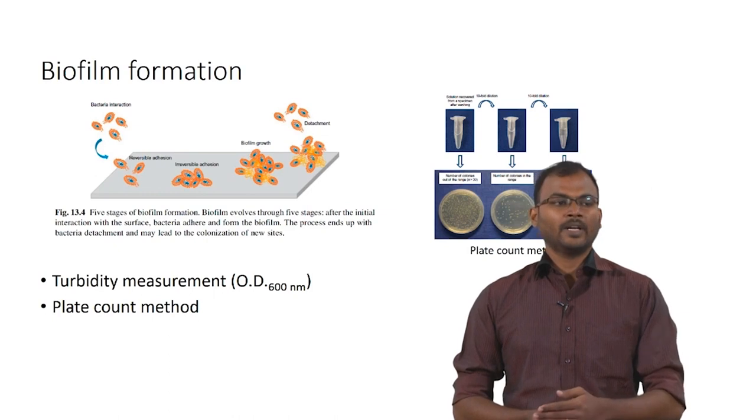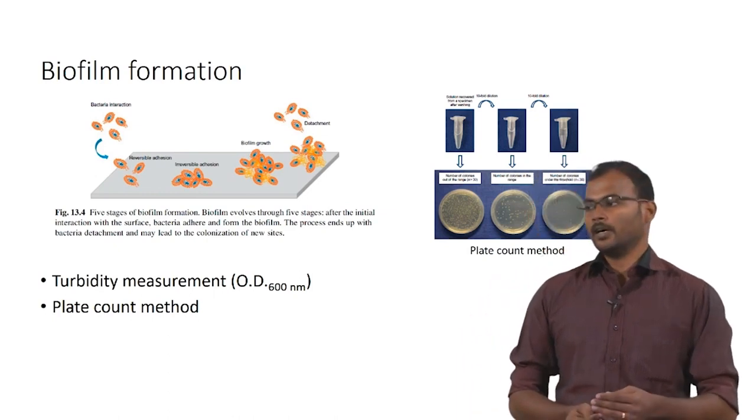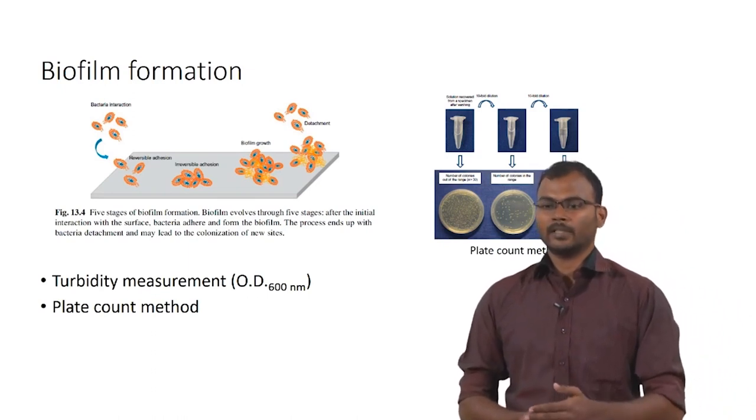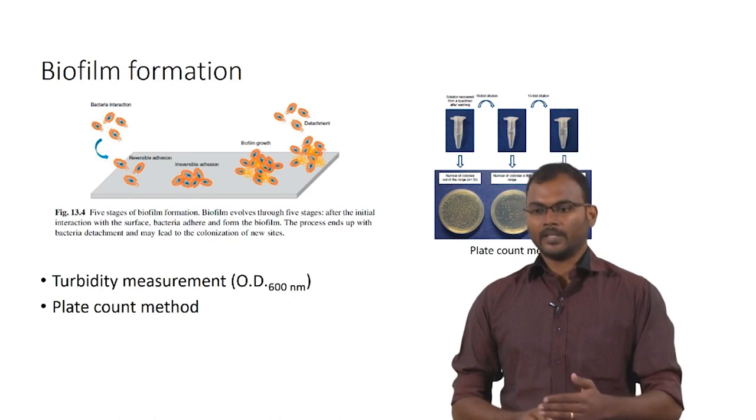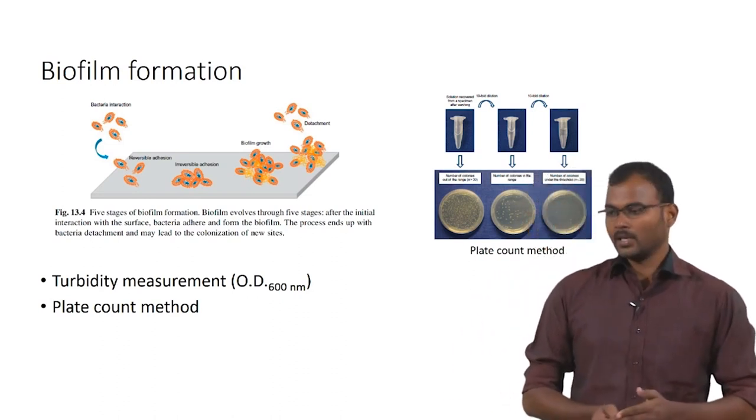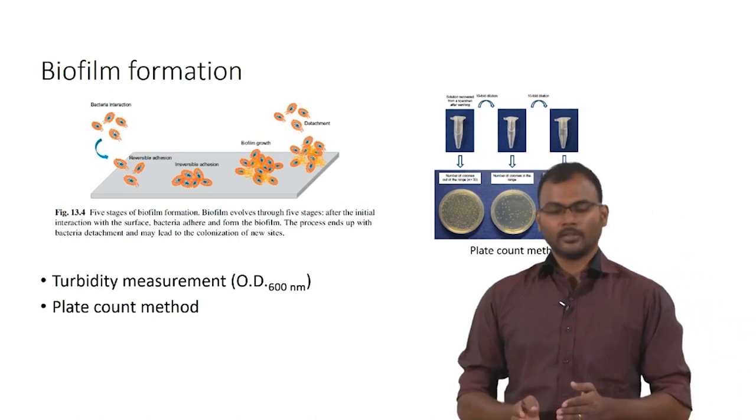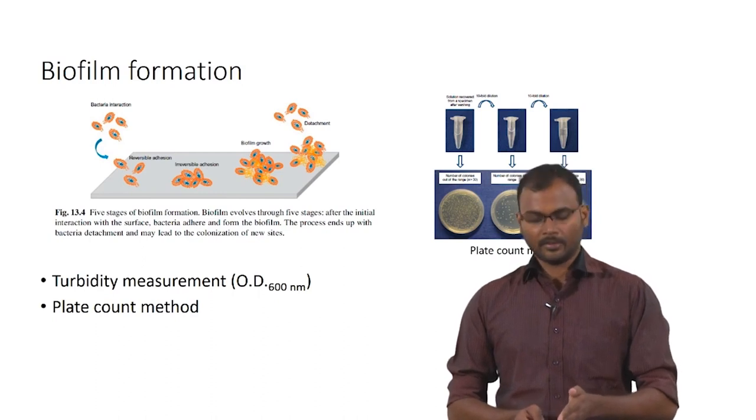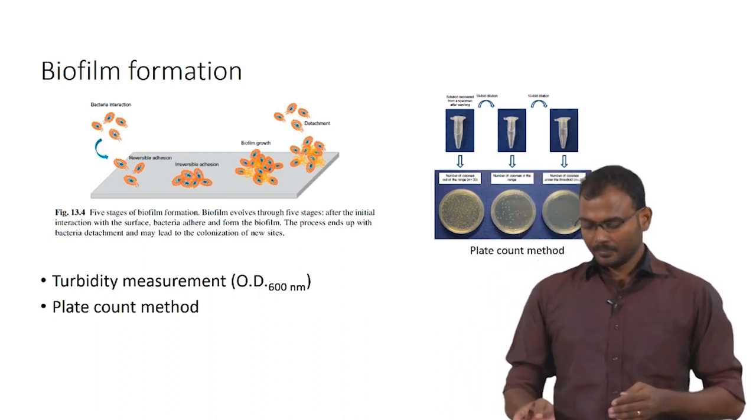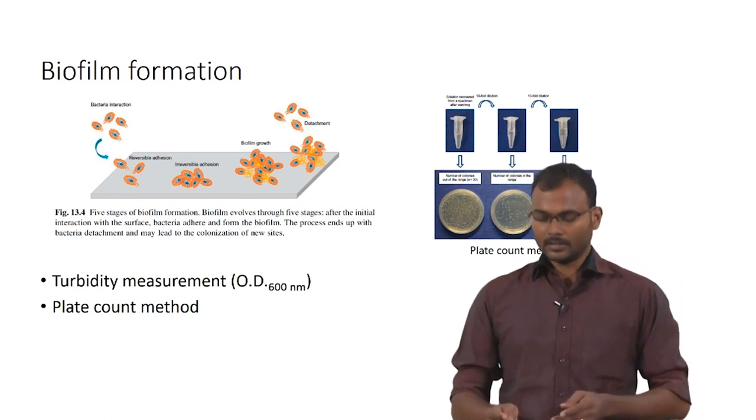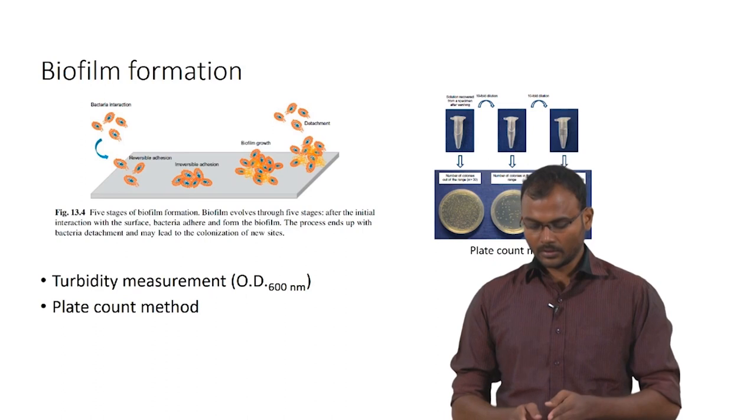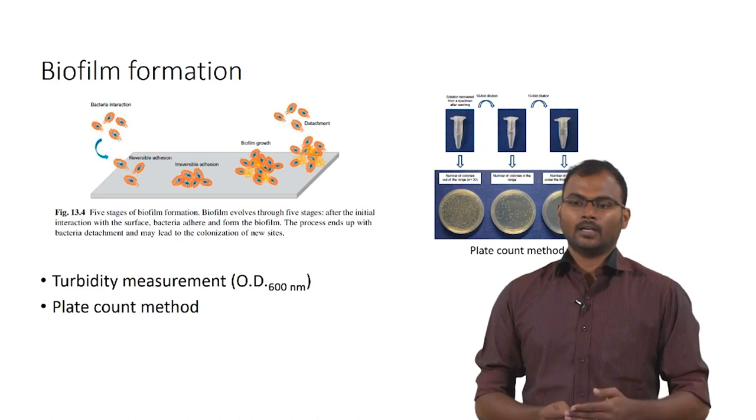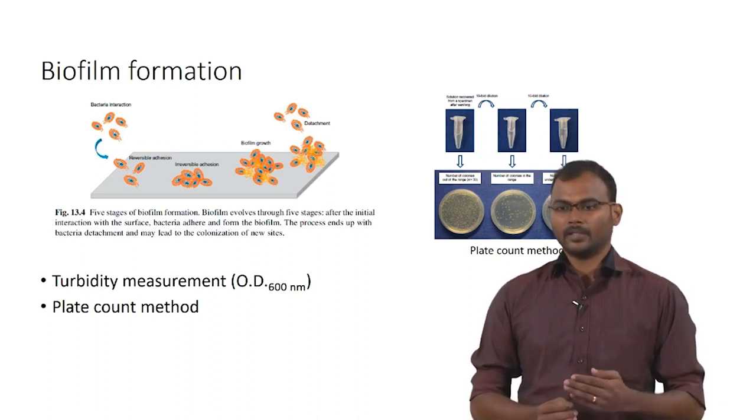Based on how many colonies are formed, since each single cell will form a single colony, you can estimate the amount of bacteria adhered onto the material surface. The optimum plate count should be around 30 to 300. As you can see on the left-hand side, it's very dense, so it's not an accurate method, and on the right-hand side there are fewer than 30, which is also not standard. So it should be in the mid range between 30 and 300. That will give you the correct value of bacteria adhered onto the material surfaces.